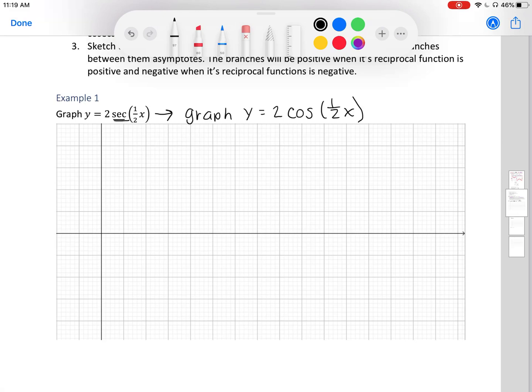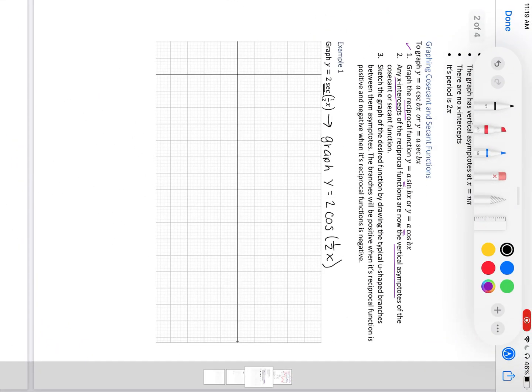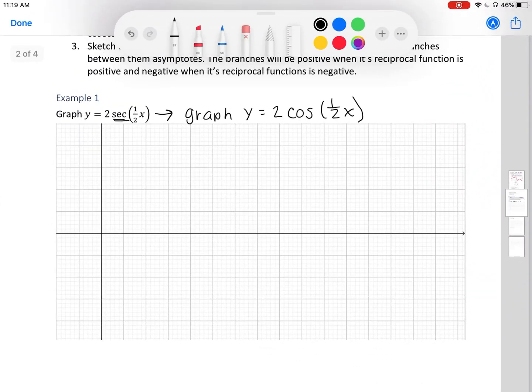So I want to find the length of one period. So I'm going to take that and divide it by 4 pi, or we can stick to our rules and we bound it between 0 and 2 pi, whichever one you want. Okay, so we have 0 is less than or equal to 1/2 x, less than or equal to 2 pi.